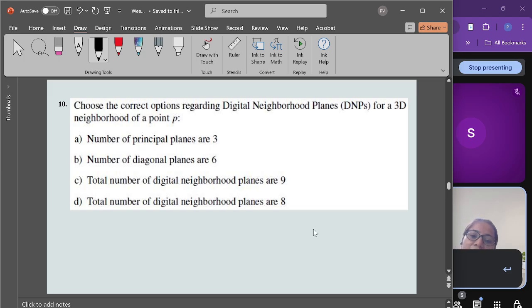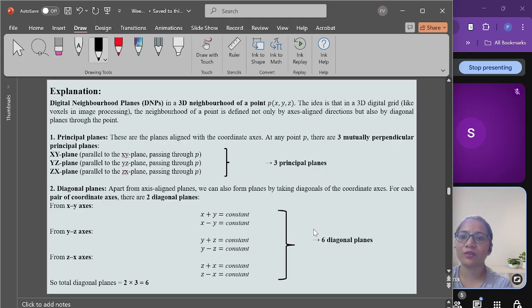Okay, here multiple options can be correct. So let's see. Firstly, what are digital neighborhood planes? Digital neighborhood planes, in a 3D neighborhood of a point P(x, y, z), is the idea that in a 3D digital grid, like occurs in image processing, the neighborhood of a point is defined not only by the axis-aligned directions but also by diagonal planes through the point.